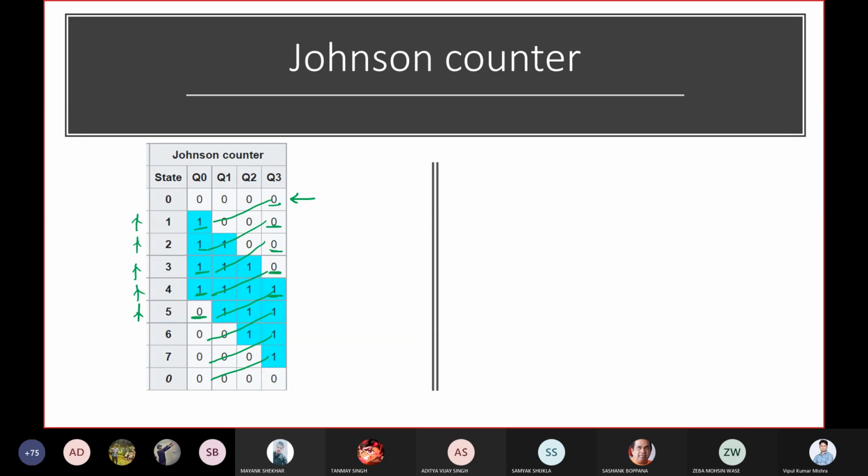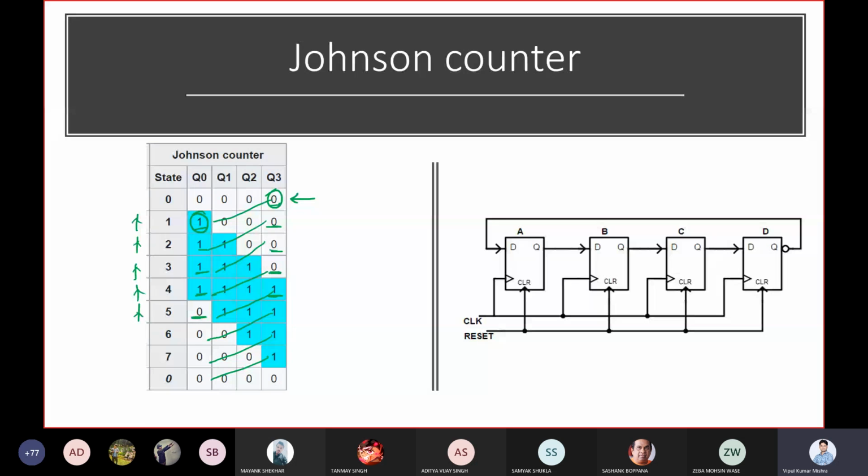Yes? Anyone? This is a complement, always a complement, right? So if we think, I want the complement of the last output as the input of the first, and initially we start with all zeros. With that thought, we can make a Johnson counter. Whatever output comes, it will complement and feed back to the input.